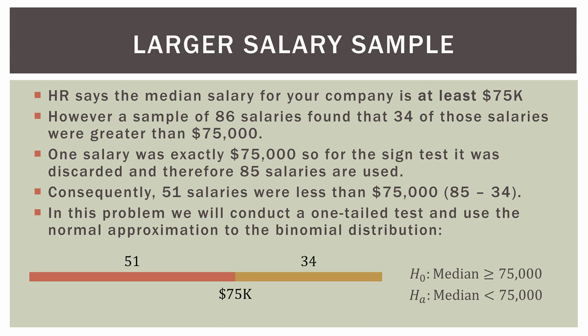So graphically, it looks like this. We put all of our salaries in order, and we have 51 that are below 75,000, and we have 34 that are above 75,000.